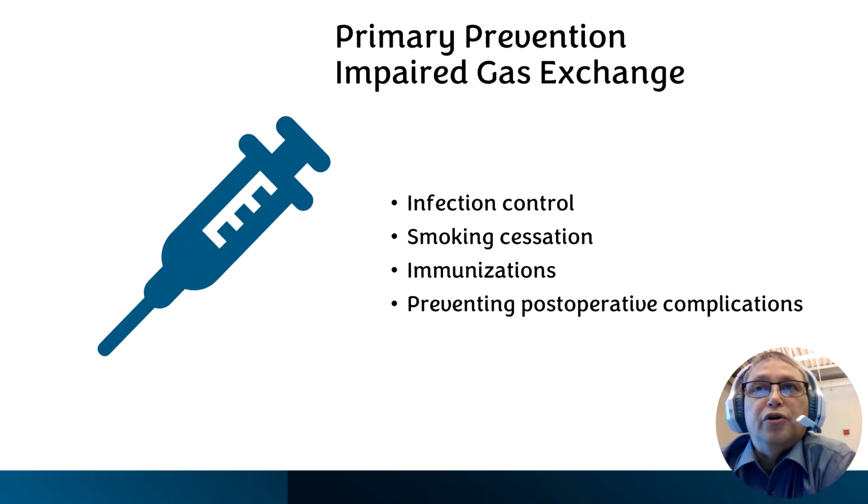Primary prevention for impaired gas exchange is always infection control, smoking cessation, or prevention. If you can get the kids to not smoke in the first place, it's always helpful. This includes all forms of smoking, whether it's vapes, tobacco, or other materials and substances. Immunizations are always key, and preventing post-op complications is one of the primary functions of nursing.